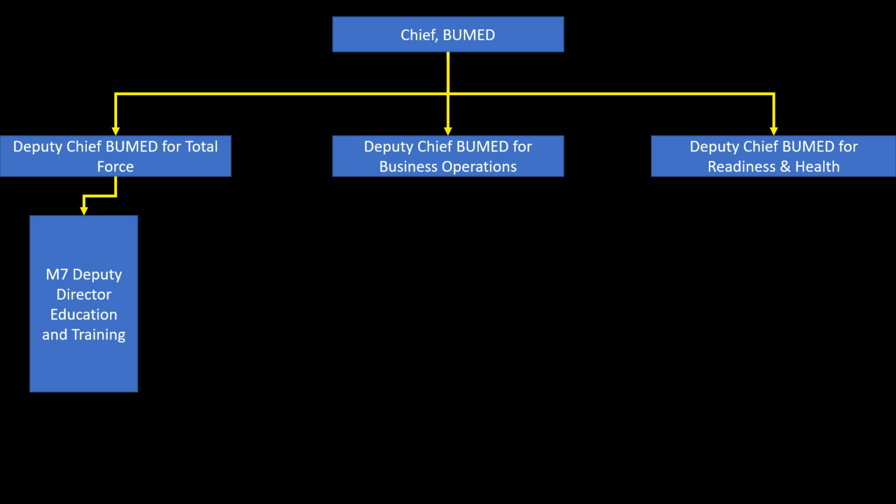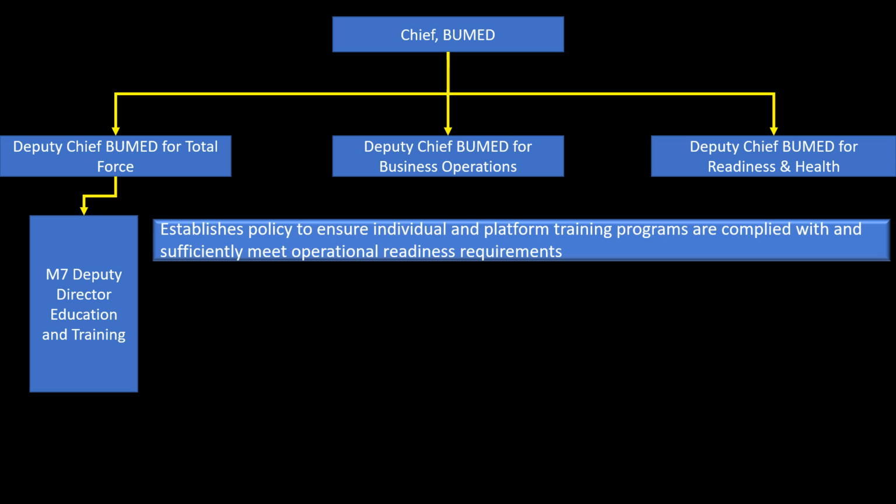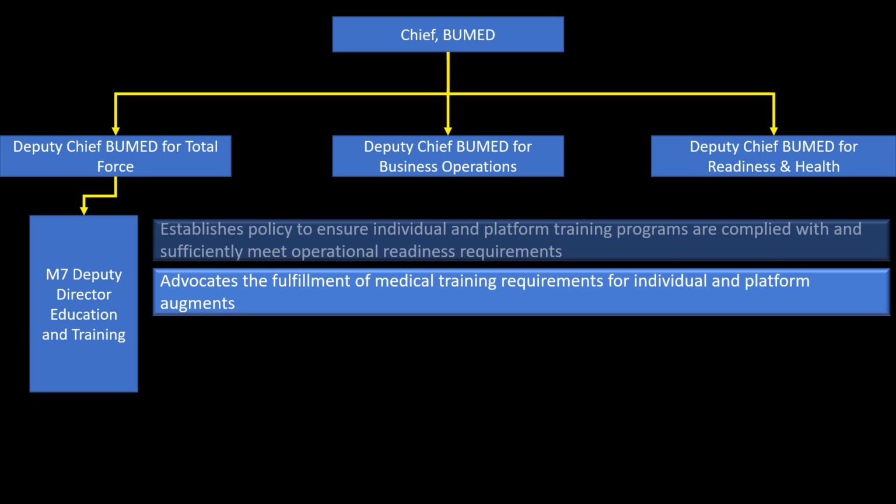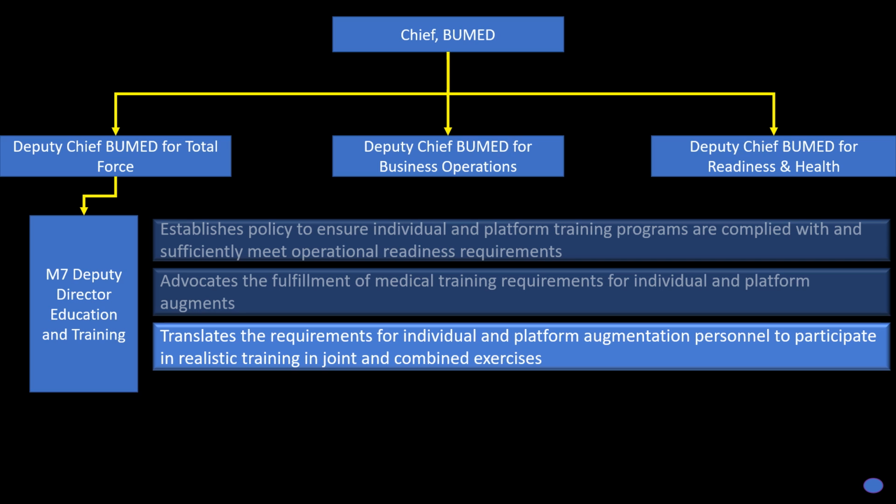The M7, Deputy Director of Education and Training. So overall educational requirements that are needed for people to get augmented and go on these operational deployments. They're going to establish policy to ensure individual and platform training programs are complied with and sufficiently meet operational readiness requirements. They're going to advocate the fulfillment of medical training requirements for individual and platform augments, and they're going to translate the requirements for individual and platform augmentation personnel to participate in realistic training and joint combined exercises.